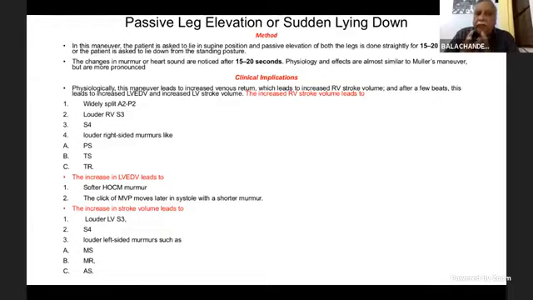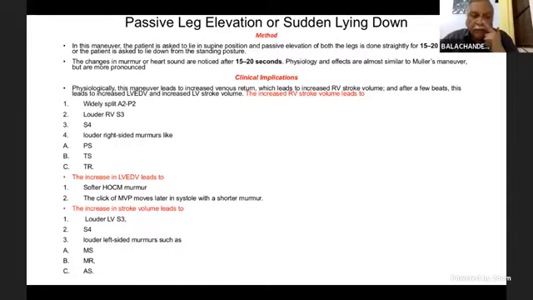Now, is there a passive leg elevation or sudden lying down? In this maneuver, the patient is asked to lie in supine position and passive leg elevation is done straightly. We have said you can auscultate for about 30 seconds. And physiologically, what happens? This maneuver increases venous return, increases the RV stroke volume, increases the LV EDV, and increases the LV stroke volume. This increased RV stroke volume will lead to a widely split A2P2, a louder S3, an S4, a louder right-sided murmurs like PS, TS, and TR.